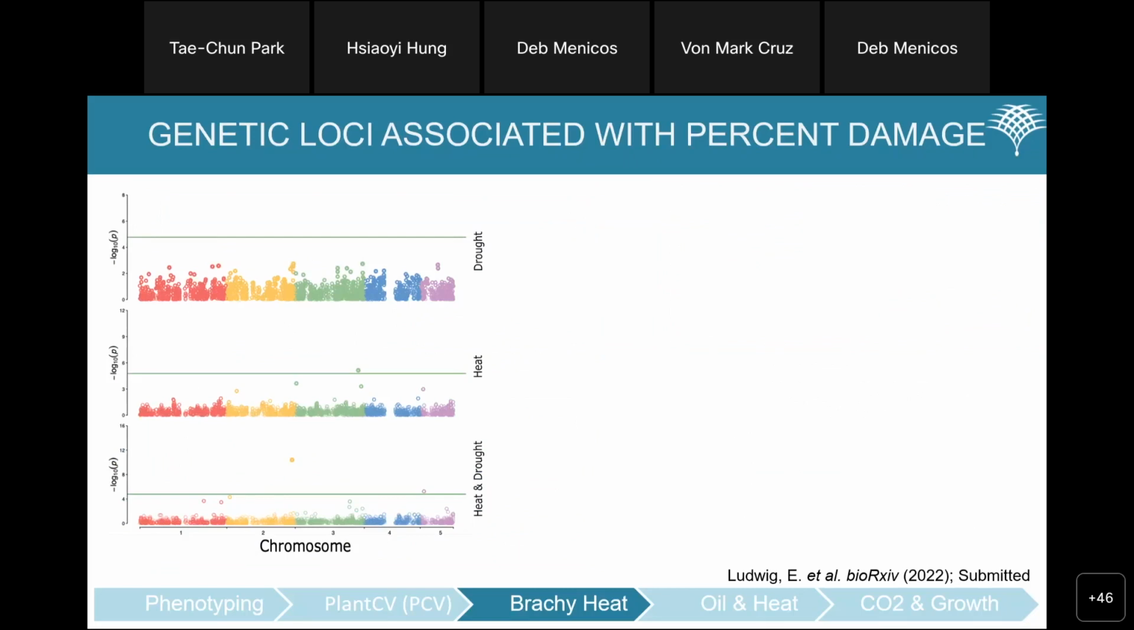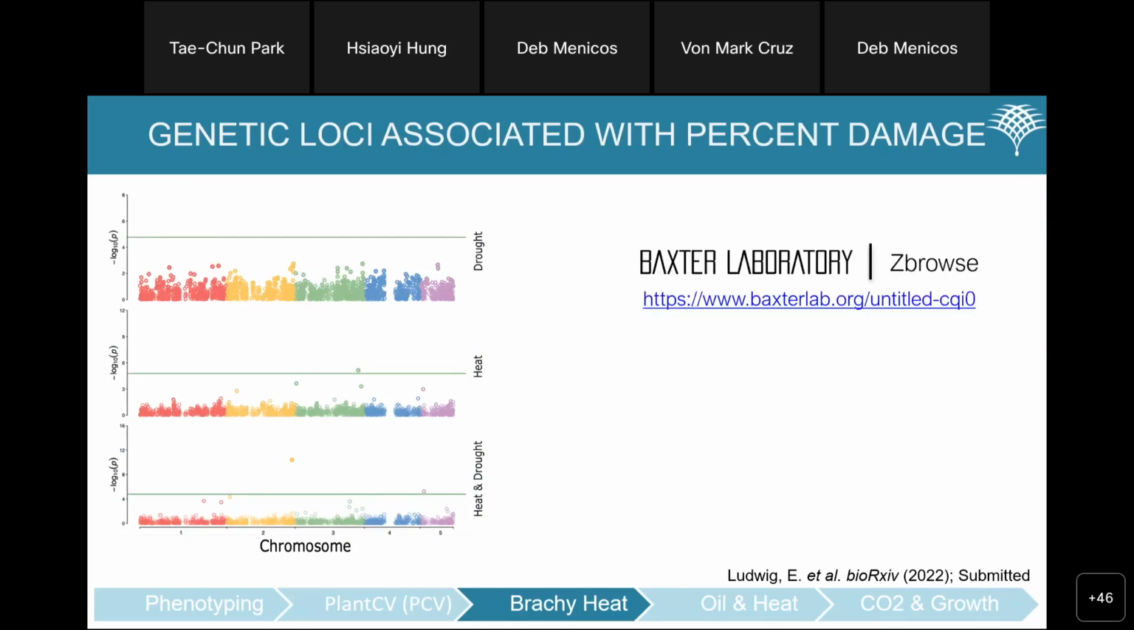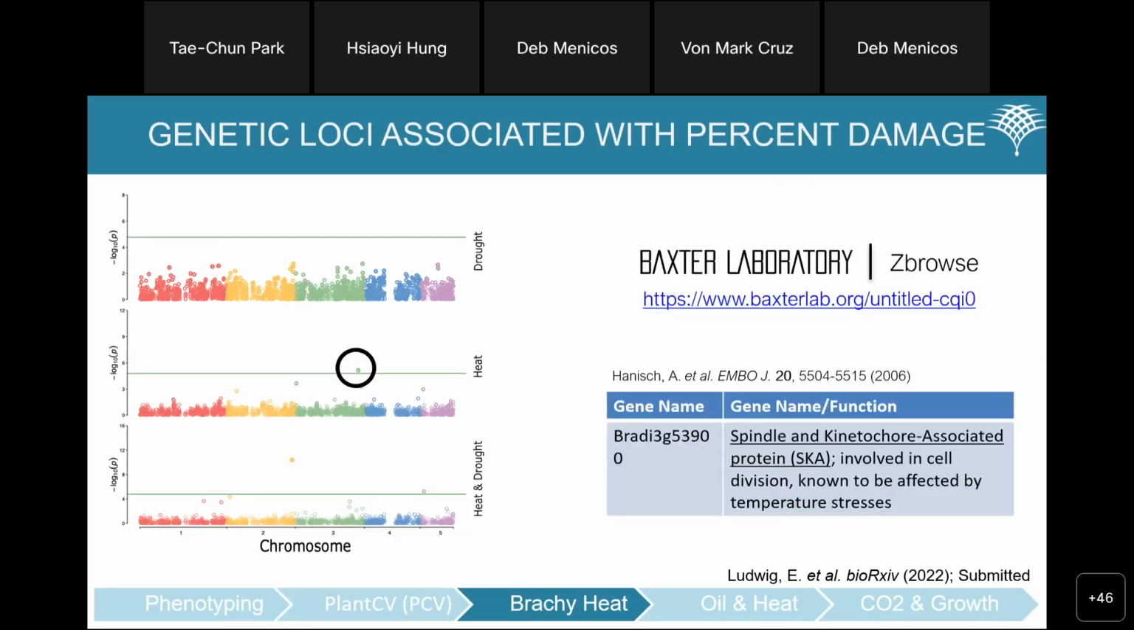So again, the idea is we take all of this trait data and then we can look over time, doing genome-wide association mapping. This is an endpoint, and this is doing GWAS for percent damage. I want to specifically point out this particular hit that we see. That one is a hit for percent damage under heat.